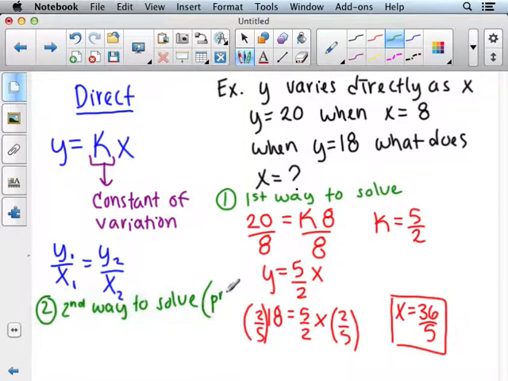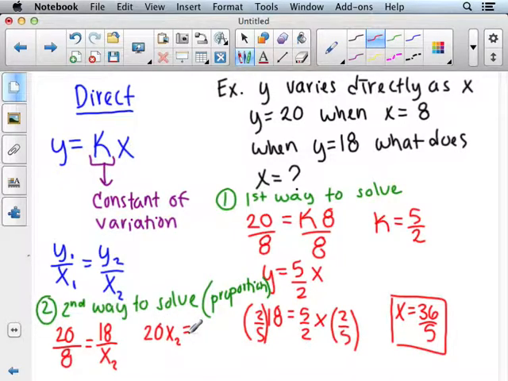And this is using a proportion. Sorry, kind of running out of room there. So I would simply say, okay, my y1 would be 20, divided by my x1 would be 8. My y2 is 18, and I don't know my x2. Cross multiply and solve. So I would get 20 times x2 equals 18 times 8.